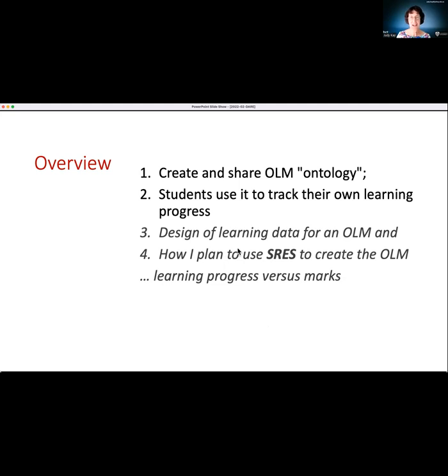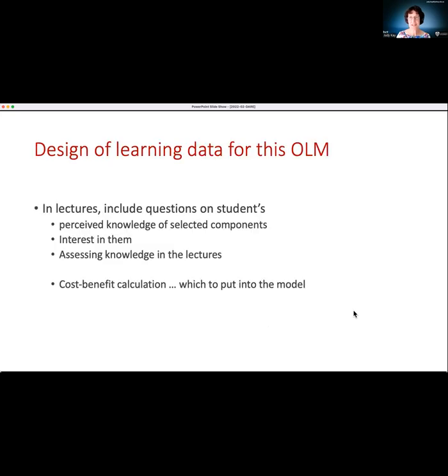Now, the next two steps are to design learning data and something like SRES to turn it into an interface. But in lectures, I regularly set questions asking students what they knew and what they wanted to know, which is why I had that rather complex diagram that I didn't explain very well. And hopefully they were able to then slot that into their model and track where the course was going, because the course has lots of connections across it. And I thought this was going to be helpful for them.